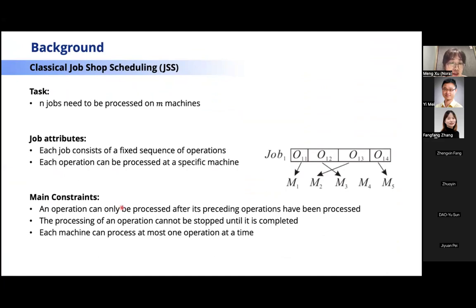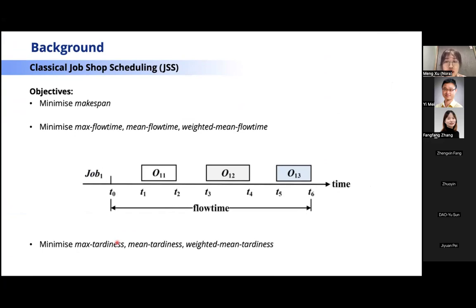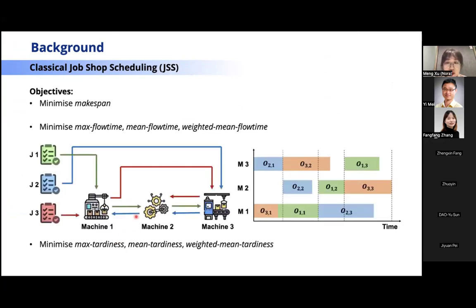And the main constraints include, first, an operation can only be processed after its preceding operations have been processed, and the processing of an operation cannot be stopped until it is completed. And also each machine can process at most one operation at a time. While common objectives in existing studies include makespan, flow time, and tardiness. Flow time is defined as the duration from a job's release time to its completion time. And here is an example of scheduling 3 jobs on 3 machines, and each job includes 3 operations. The right figure shows the schedule results.